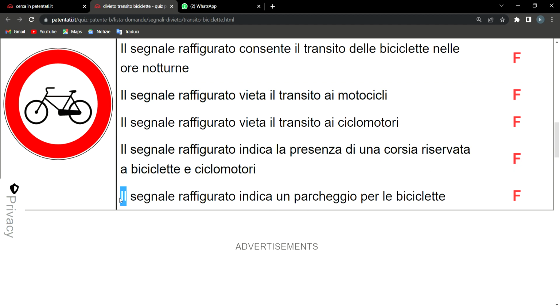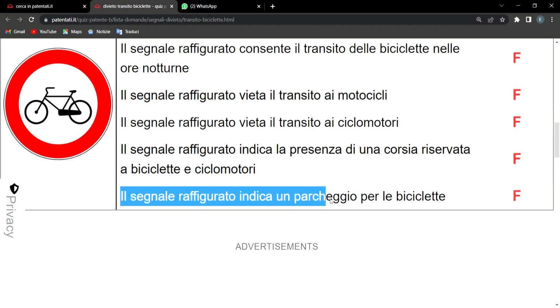So last but not the least, it says, il segnale raffigurato indica un parcheggio per biciclette. So the question said that this very sign means a location or a place where bicycles are being parked, a garage, a park for bicycles. So it's false because the sign does not say so. The sign simply implies a prohibition of transit for bicycles.